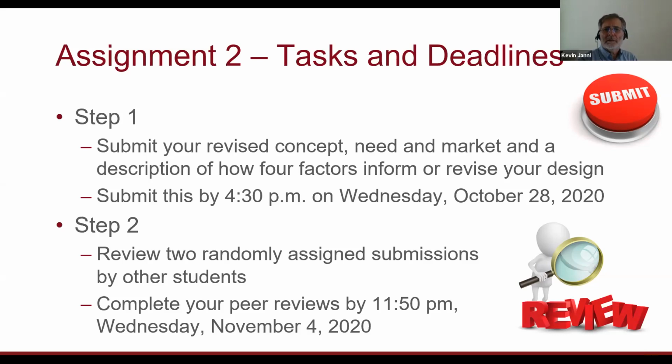There are two deadlines and multiple tasks with those. What I'm going to talk about here is not the same way the PowerPoint slide is. It talks about steps 1 and 2. I'm going to talk about it in terms of tasks.